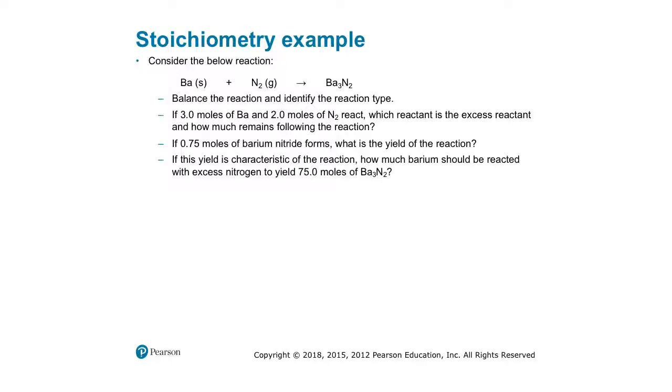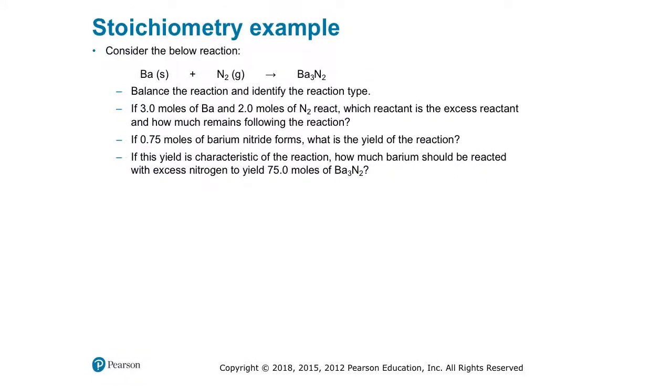Okay, here's our final example for this video. Here's a stoichiometry problem. We have barium plus nitrogen forms Ba3N2. We're asked to balance the reaction, identify the reaction type, and then solve some stoichiometry problems. So why don't you go ahead and hit pause, and I will go through these problems, hopefully after you give it a shot.